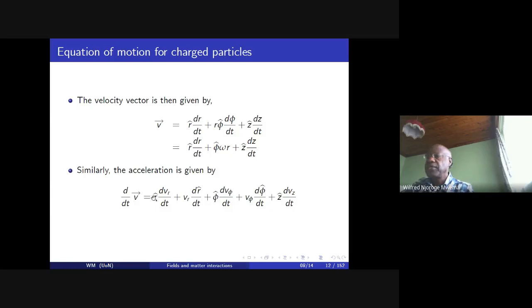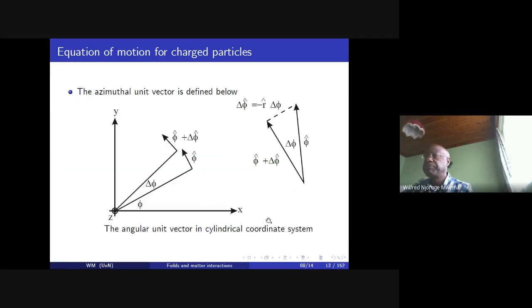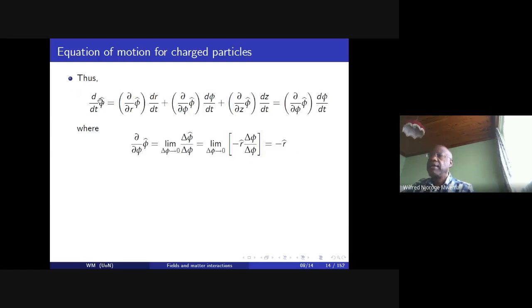The acceleration will also be given by the derivative of that with respect to time, and we can see that that will also be given by that big equation there, because everything here is changing with time. And when we look at that value, you can see that the azimuthal angle itself is defined as that, and therefore we can always get a value for the delta phi's to get the unit vectors. And therefore, we can see that d dt of the phi cap is going to be given by that equation, where the d d phi of phi cap is expressed as that, and we can see that it's just the minus of r cap.